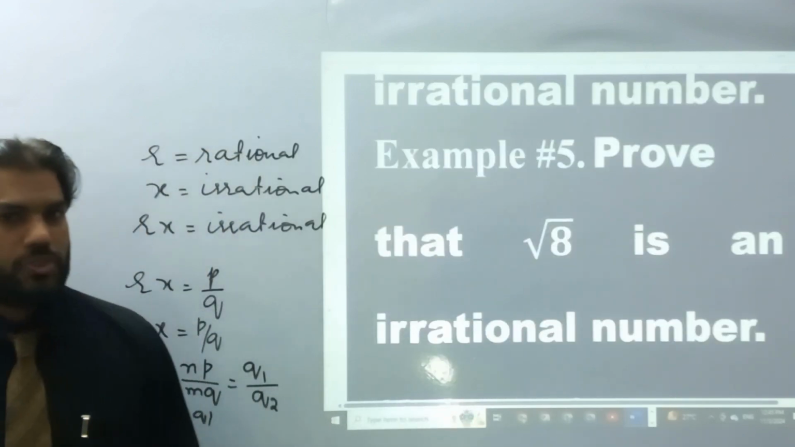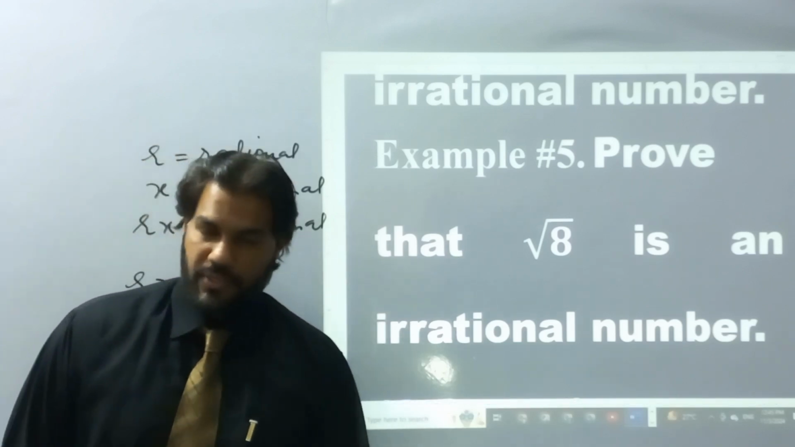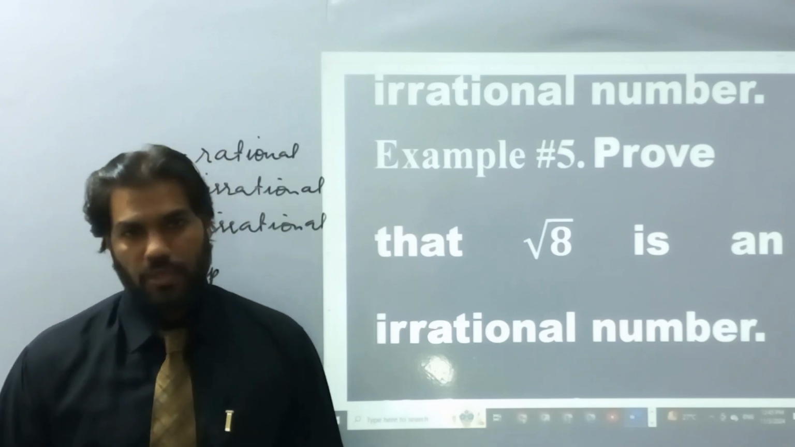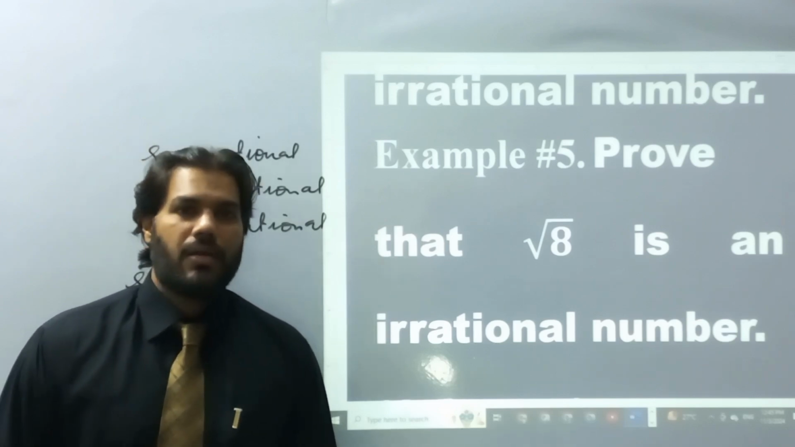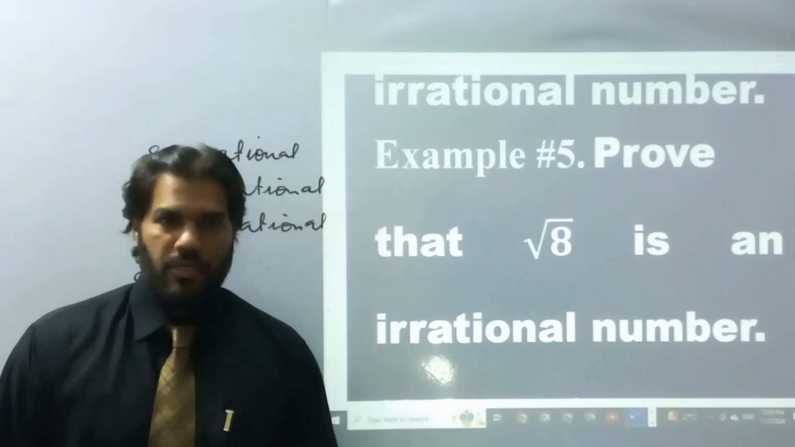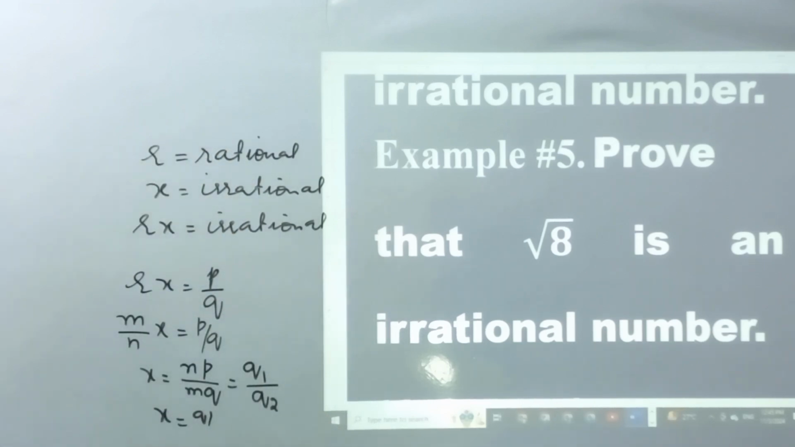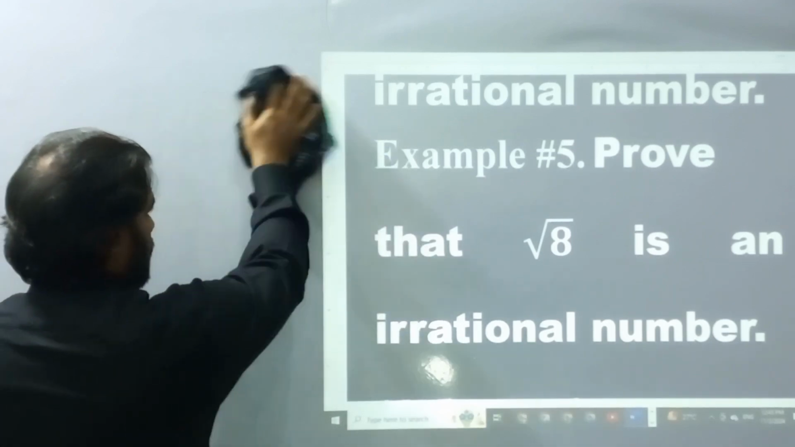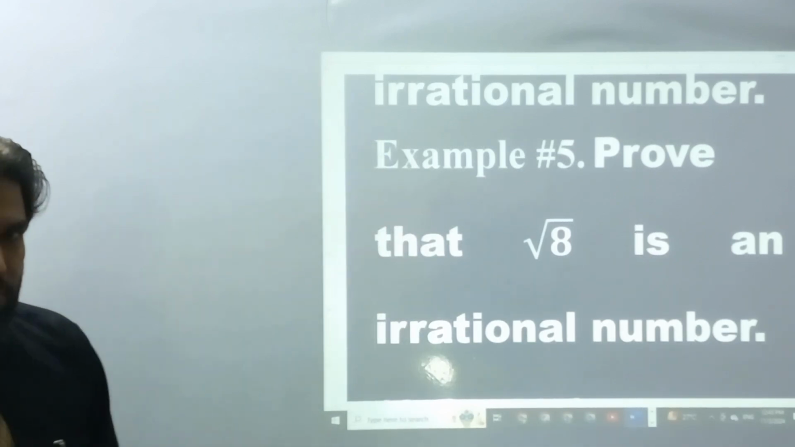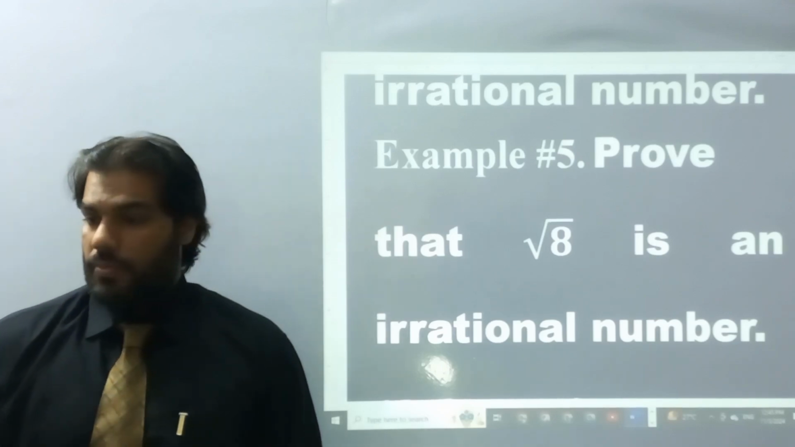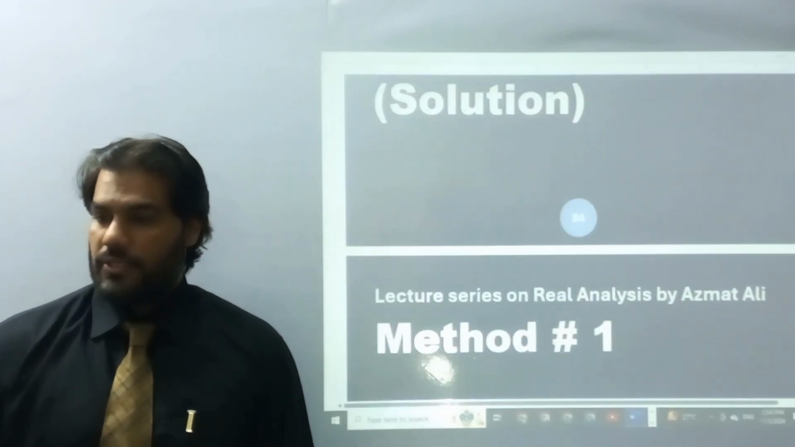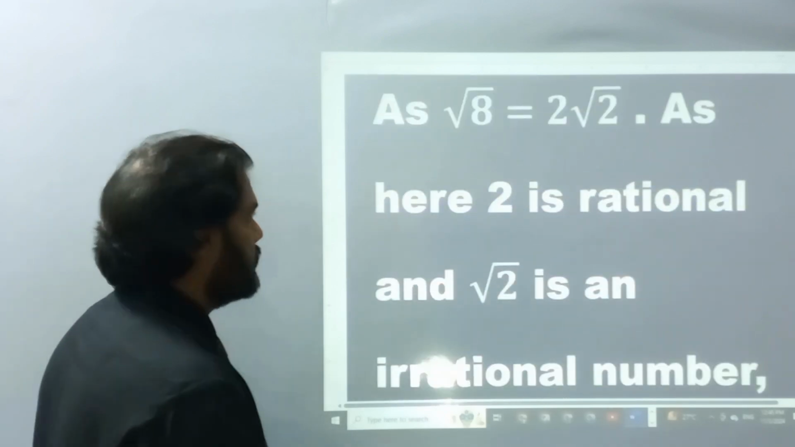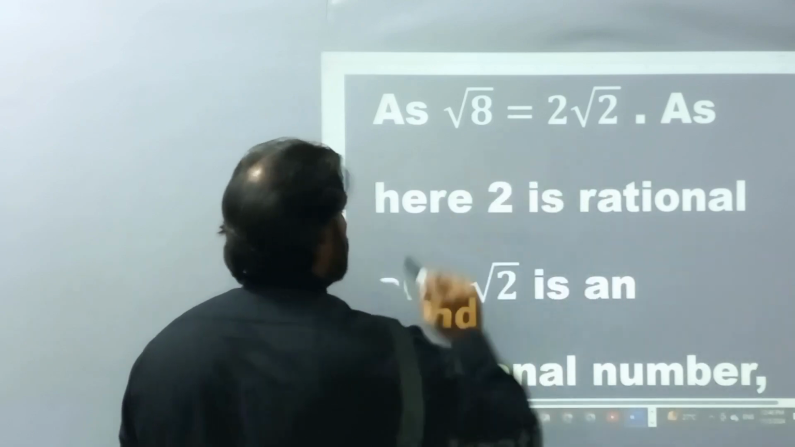Now we will show square root 8, square root 27, square root 32, square root 125, etc. are all irrational numbers by two methods. So firstly we discuss the irrationality of square root 8 by using two ways. By using two ways we will show square root 8 is an irrational number. Method number 1. You can write square root 8 is equal to 2 square root 2.